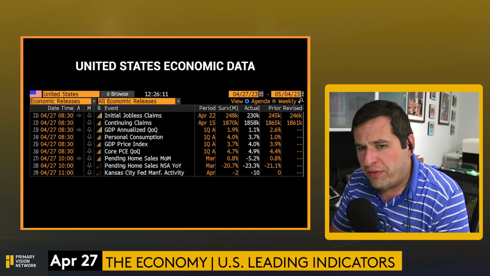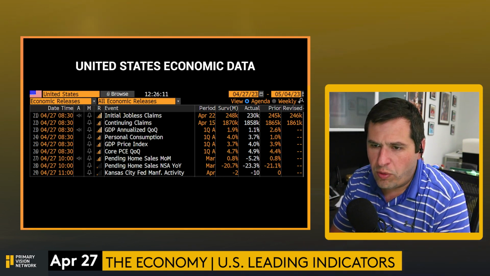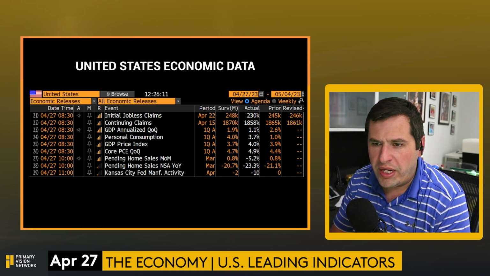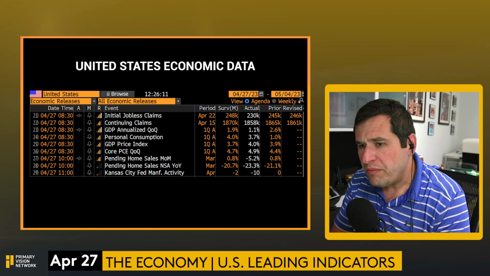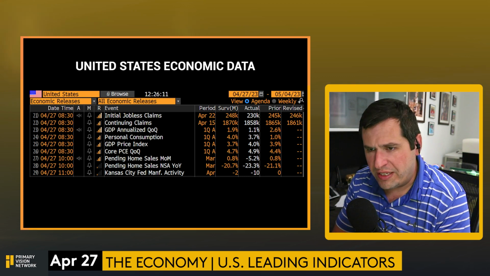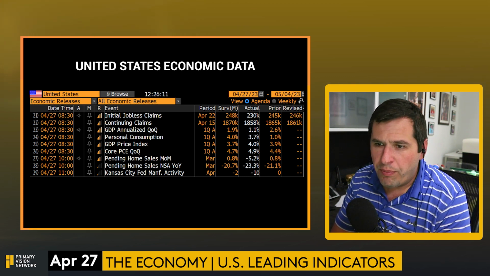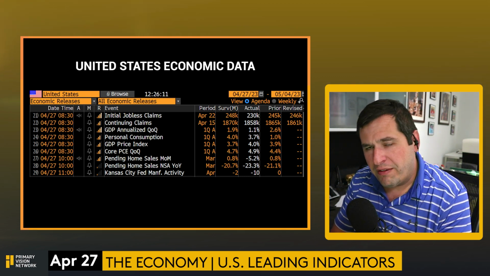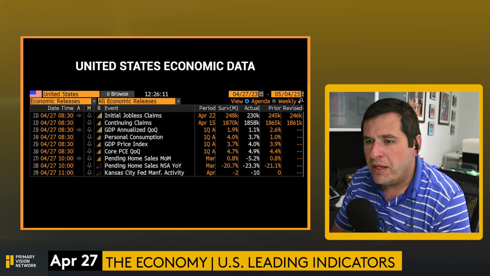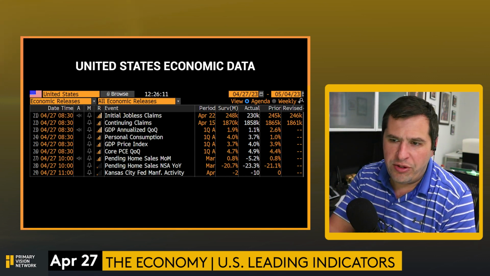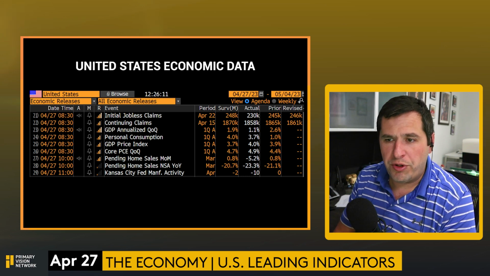So when we look in the U.S., GDP annualized quarter over quarter, expectations for 1.9 came in at 1.1. The prior was 2.6. So you see some of that, again, that deceleration. Personal consumption was expected at 4%, came in at 3.7. So slightly below estimates, but again, you can see it against prior was much better.